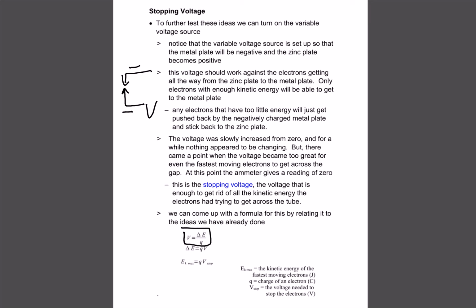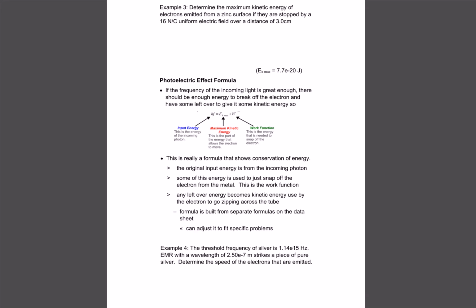We use voltage equals energy over Q. So energy equals QV, so we rearrange that and say, well, the EK max, the energy of those electrons, the maximum kinetic energy, is equal to the charge of the electron times whatever that stopping voltage is. So this formula says, determine the EK max.